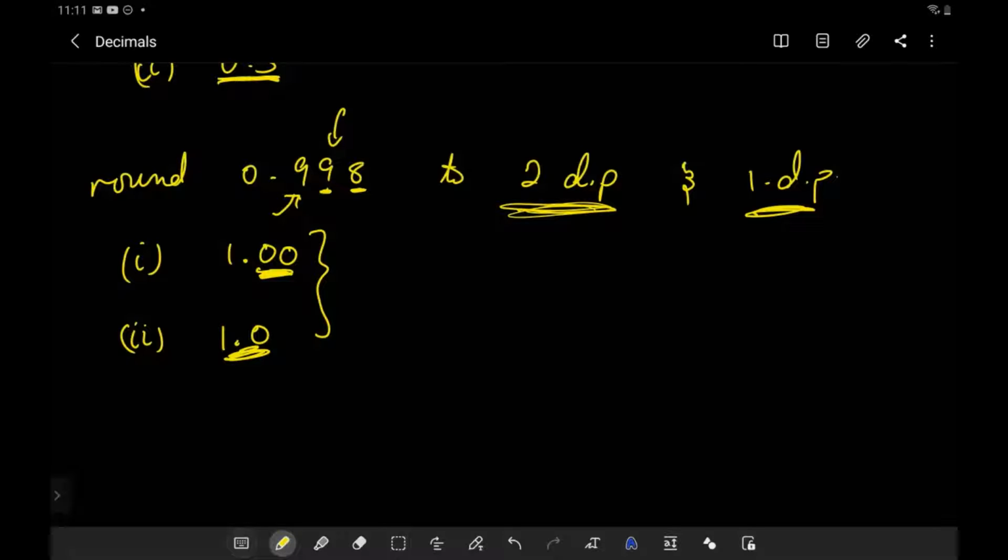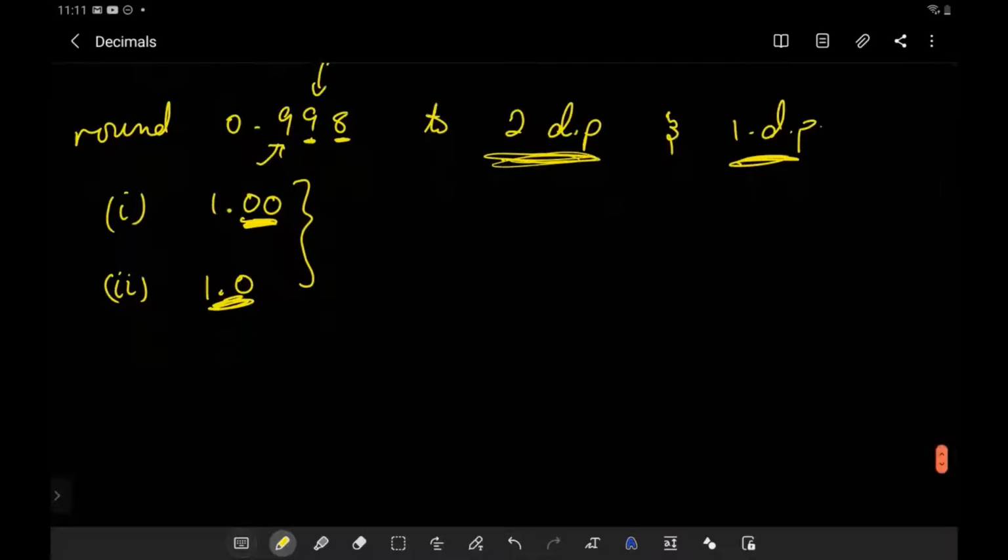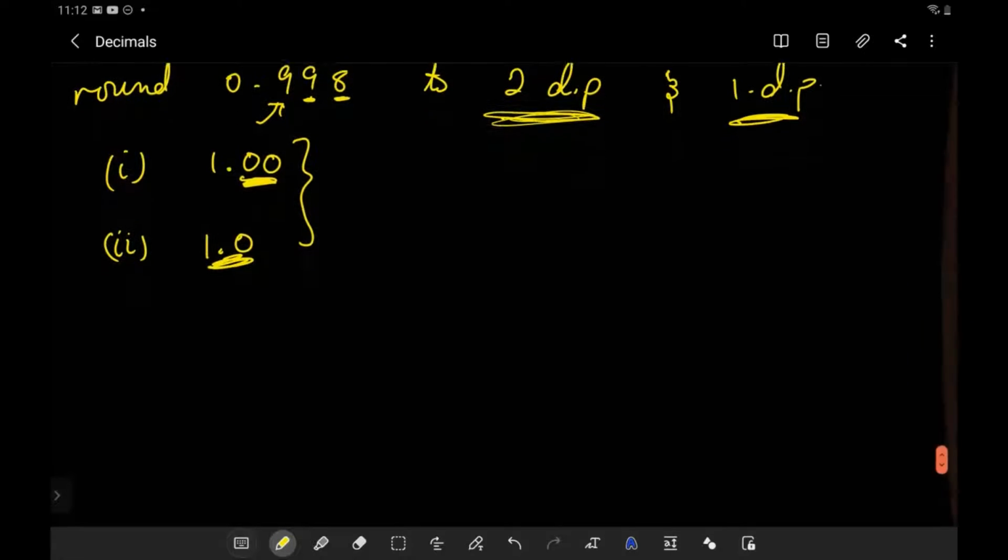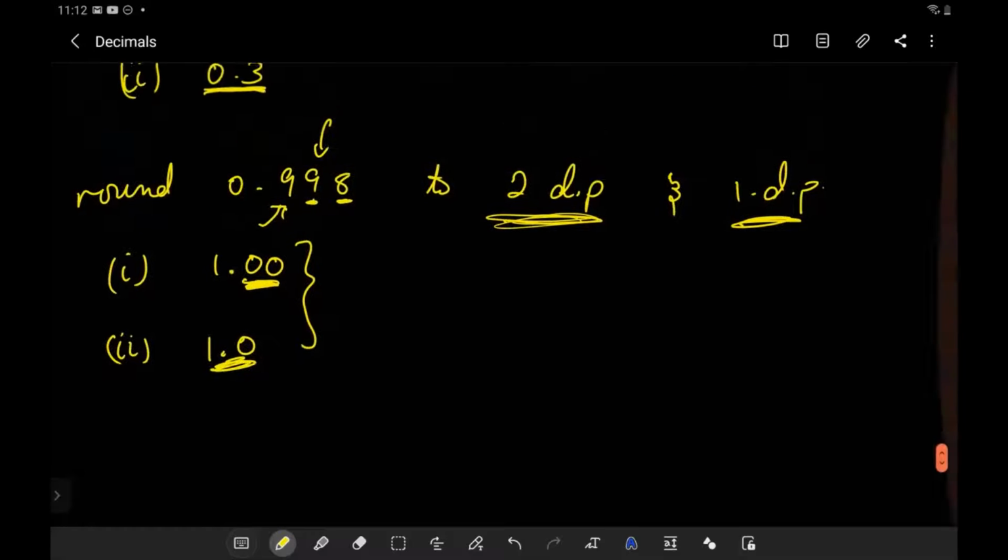Okay, lovely. Right, so that is the idea with decimal places. If I want 2 decimal places, 3 decimal places, however many decimal places I ask you for, you should be able to follow the same pattern and get it. Right, cool.